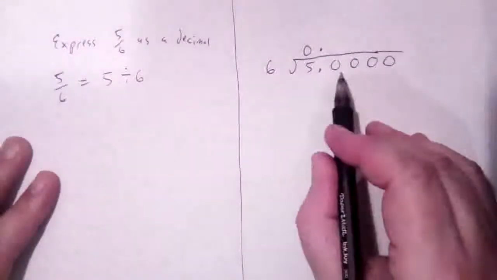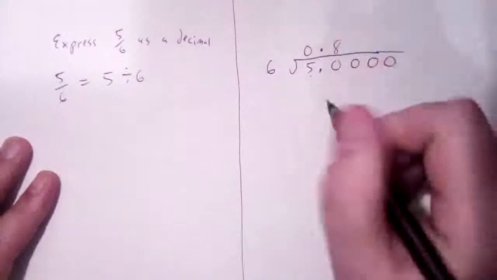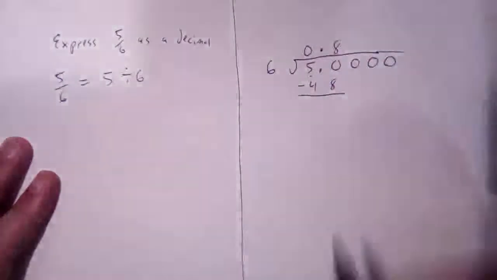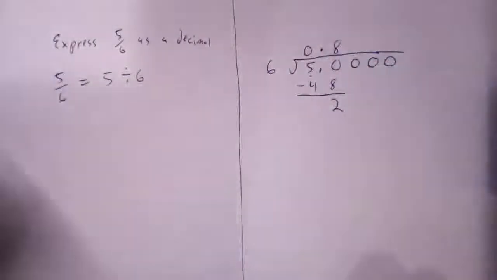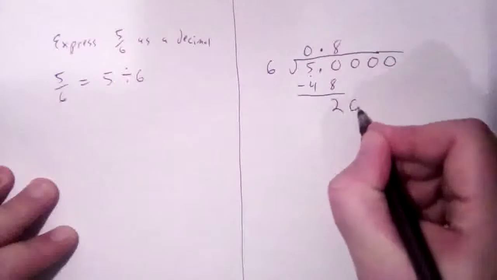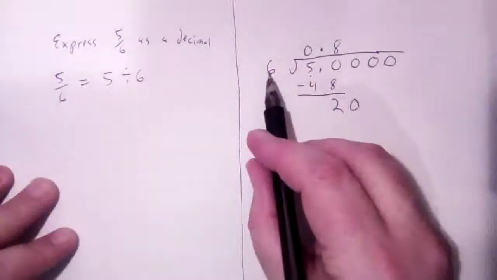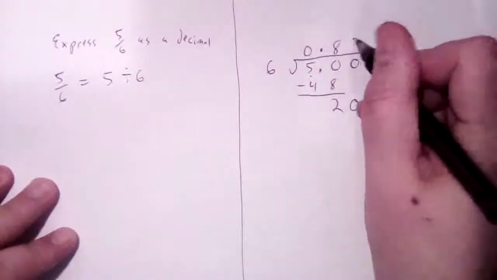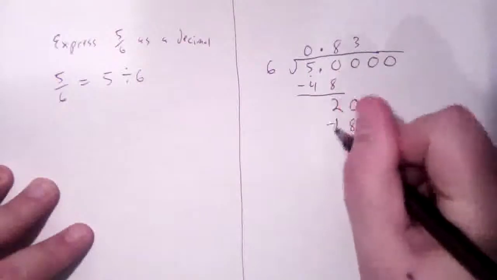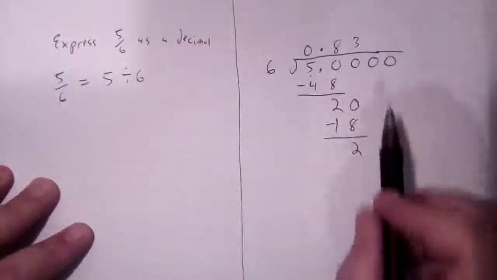Now I've moved on to the tenths, and there are 50 tenths. I can make 8 groups of 6. That takes care of 48 of the 50 things, leaving 2 things left over. And now we'll move on to the hundredths place, bringing down the 0 that's in the hundredths place. We have 20 hundredths, and of those we can make 3 groups of 6. That takes care of 18 of the 20 hundredths. And that would leave 2 hundredths left behind.